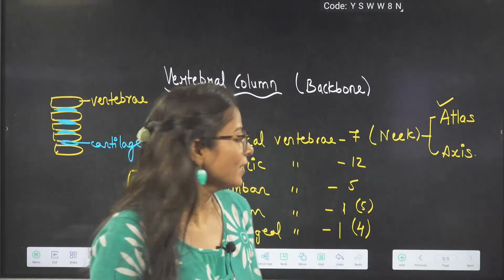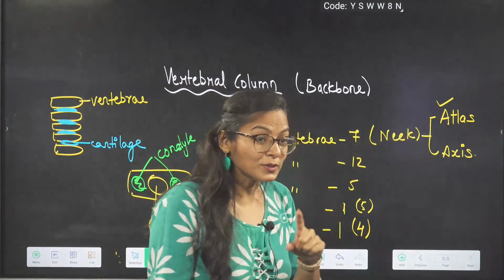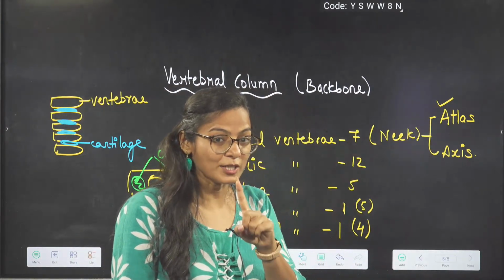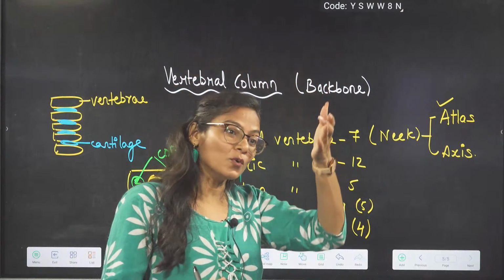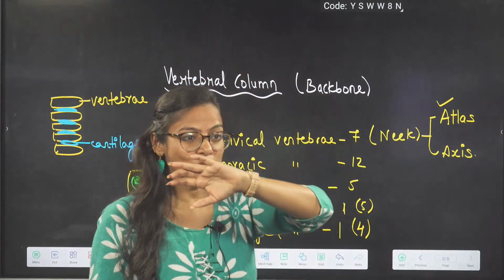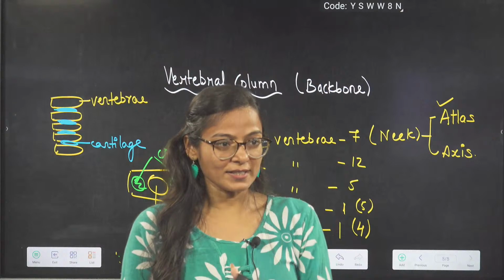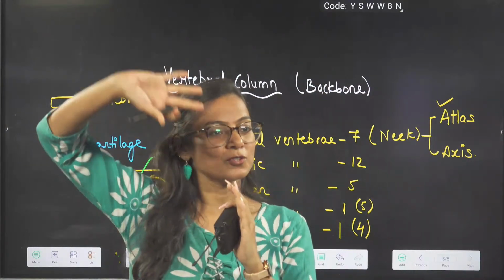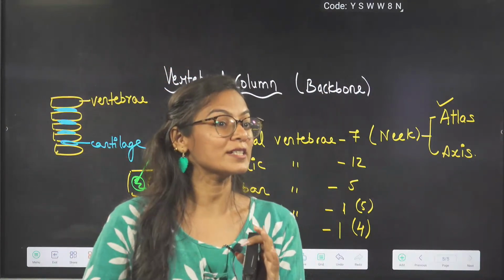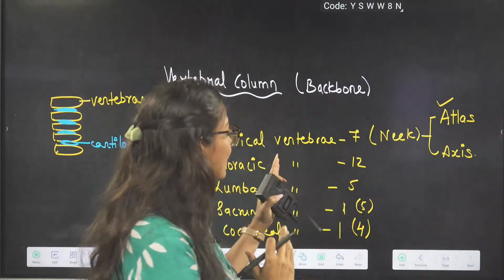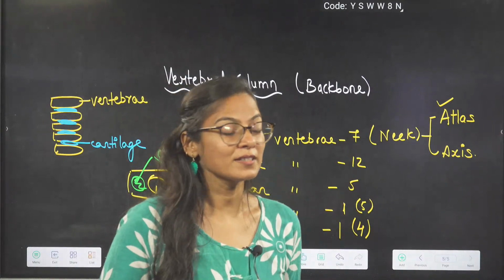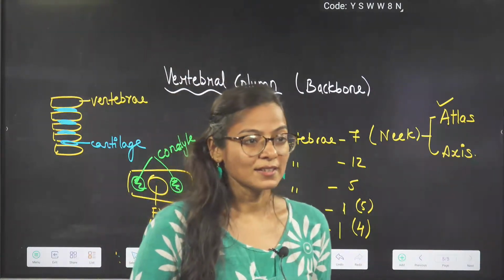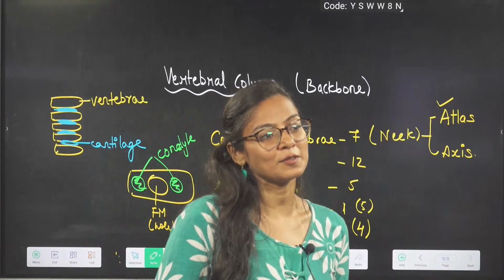Right? So here, the atlas bone, the first cervical vertebra, is carrying the whole skull. Yes or no? Because it is associated with the occipital bone, through which it is carrying the whole skull. That is why the name given to the first vertebra is atlas. Understood why it is given the name atlas?